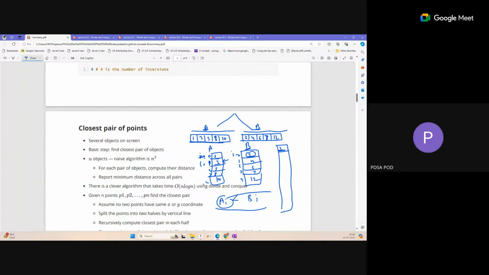So 3 is coming before and 2 is coming after that. So this is one inversion pair, 3 and 2. That means at any point, if you are getting A[i] is greater than B[j], this is the condition for an inversion pair.